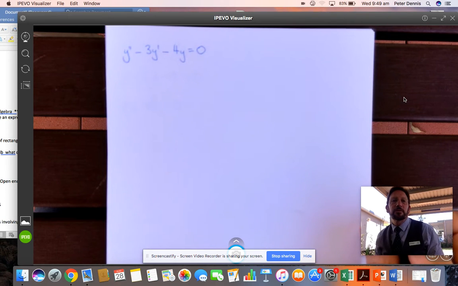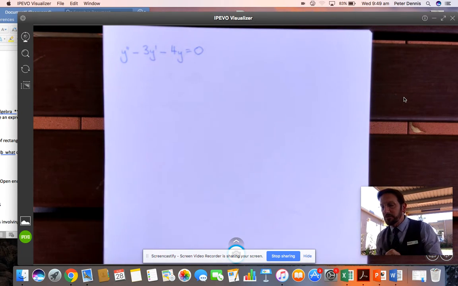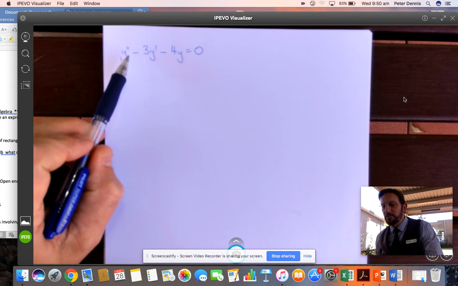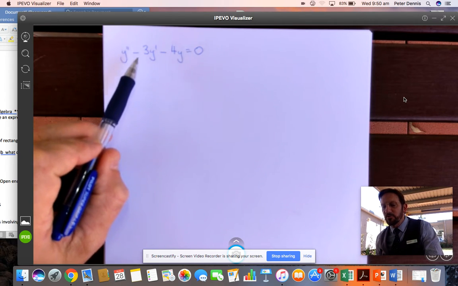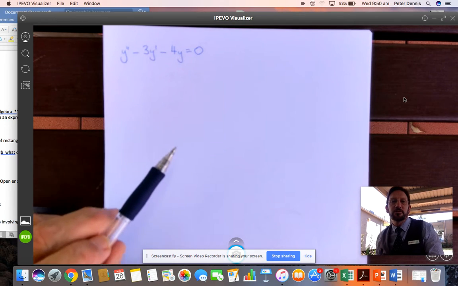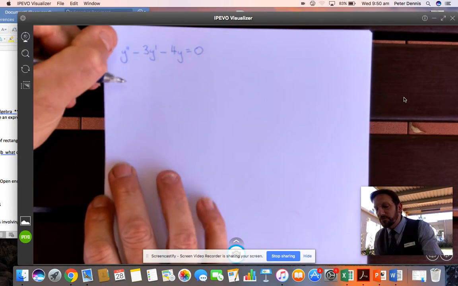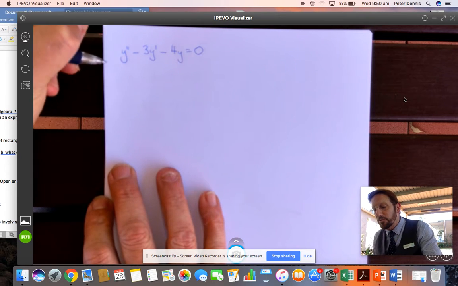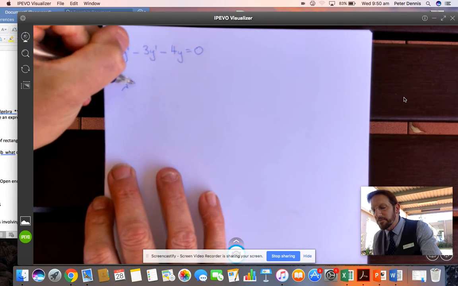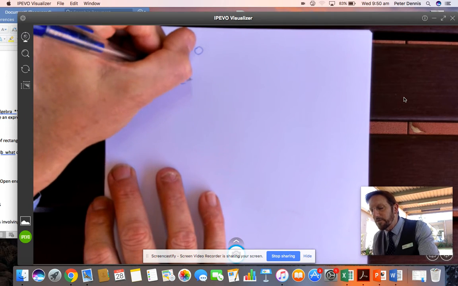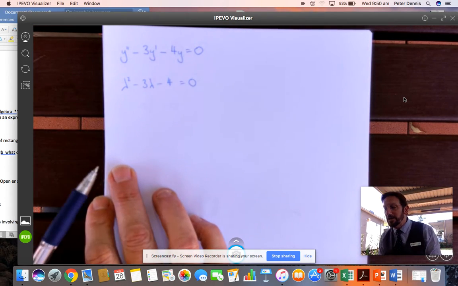Okay, so let's look at these second order differential equations that are of this form. So you've just got y'' minus some constant of y' minus some constant of y. If they're in this form, what we do is just change it to a quadratic equation basically. So lambda squared minus 3 lambda minus 4 equals 0, and we solve that for lambda.